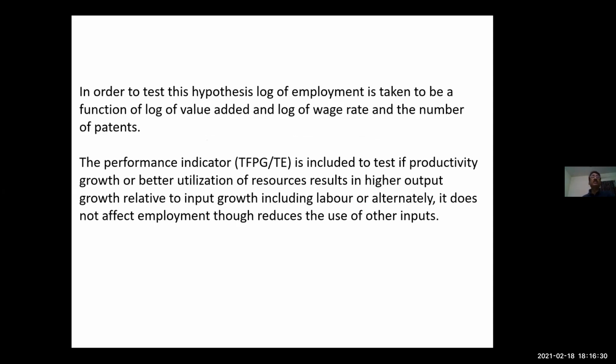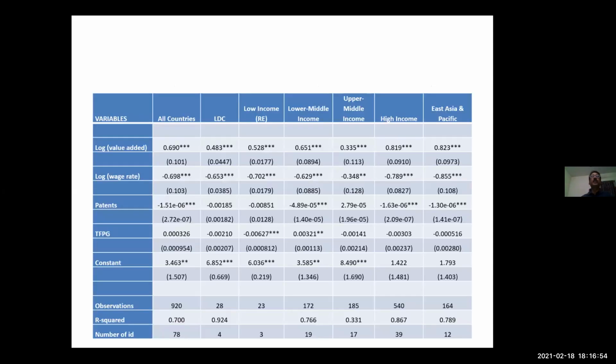This is included to test if productivity growth or better utilization of resources results in higher output growth relative to input growth, including labor, or alternatively, it does not affect employment, though it reduces the use of other inputs. So log of employment is regressed on log of value added, log of wage rate, the number of patents, and TFPG or TE alternately. The results are presented here.